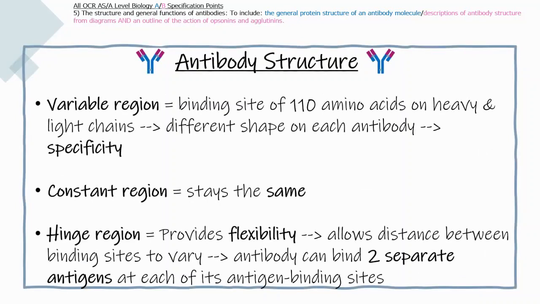So antibodies also have a variable region. So as you can see in the name, this means that it changes based on the antigen. So the variable region consists of 110 amino acids on the heavy and light chains, and it is a binding site. So there's a different shape for each antibody, which is what gives the antibody its specificity. The antibody also has a constant region, so this stays the same in all antibodies, and it also has a hinge region. So this region provides flexibility, so it allows distance between the binding sites to vary, which means that the antibody can bind 2 separate antigens at each of its antigen binding sites.